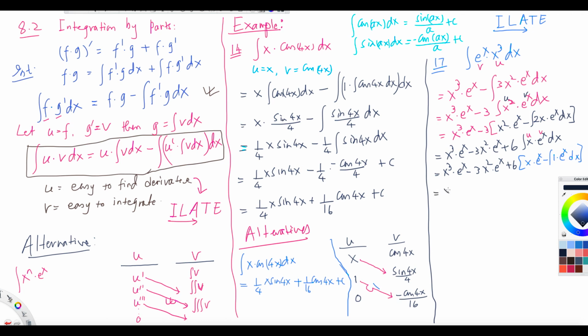So it is x cubed times e to the x minus 3x squared times e to the x plus, let me distribute that 6, 6x times e to the x, right? Minus 6 times, so what is 1 times e to the x? It is e to the x, so the integral of e to the x is e to the x itself, and then plus c, don't forget that plus c there. Okay, so that is the final answer.